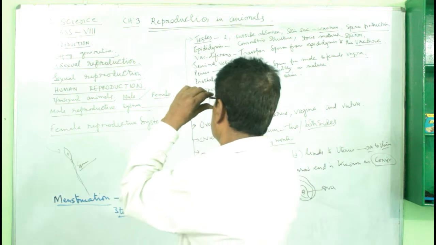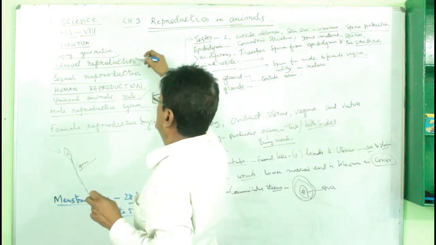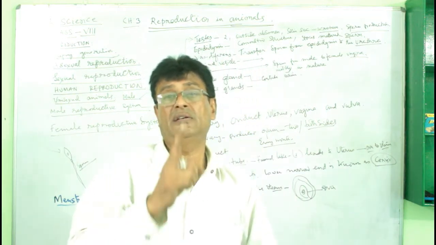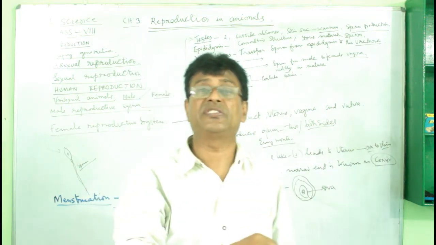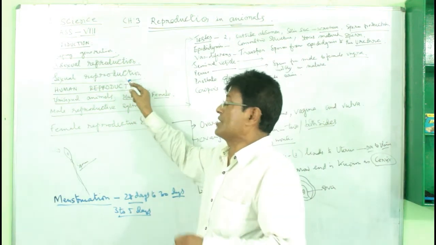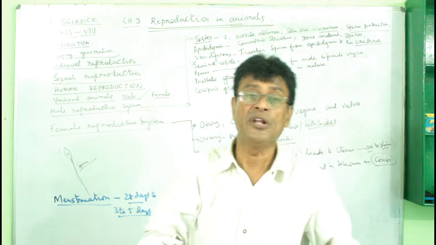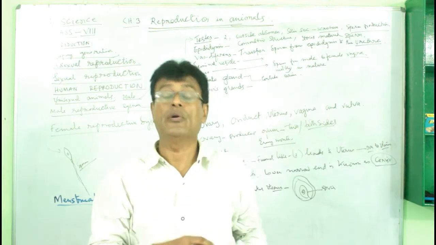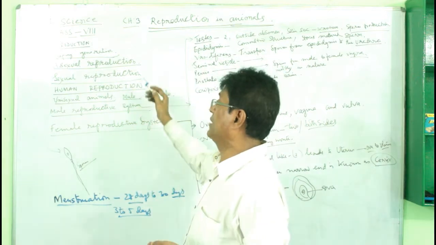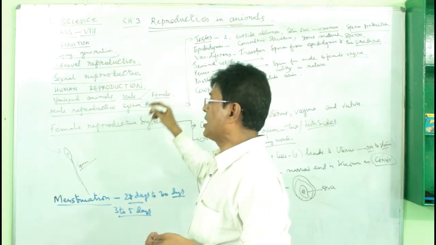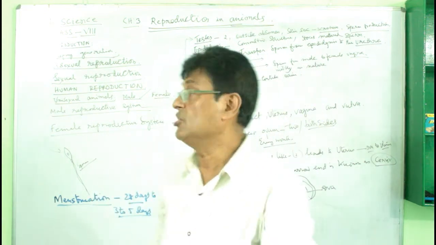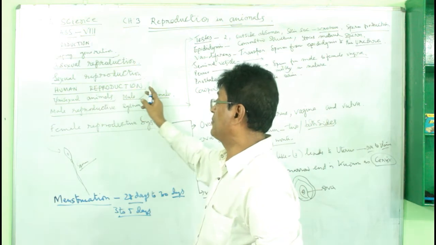So in asexual reproduction, only a single cell, a single parent, is required. Coming to sexual reproduction, here two parents are required, one male and one female. Many organisms have sexual reproduction, like dog, cow, etc. But here we will discuss human reproduction.